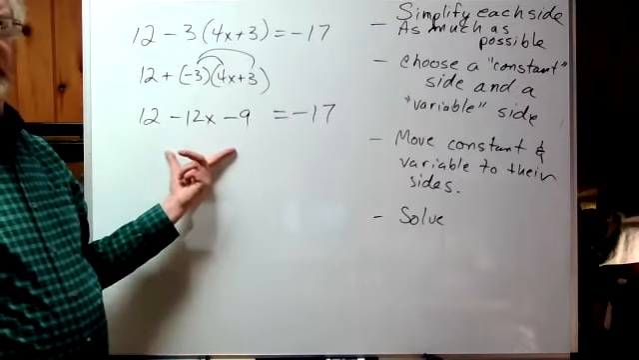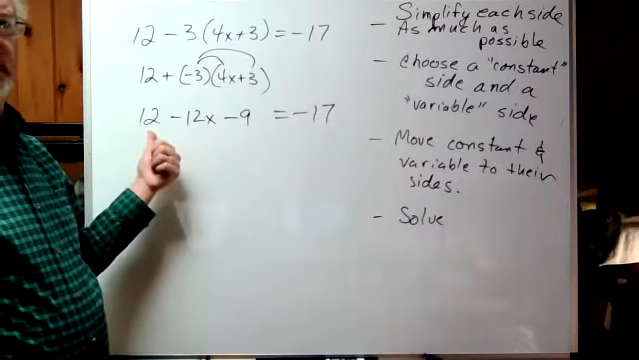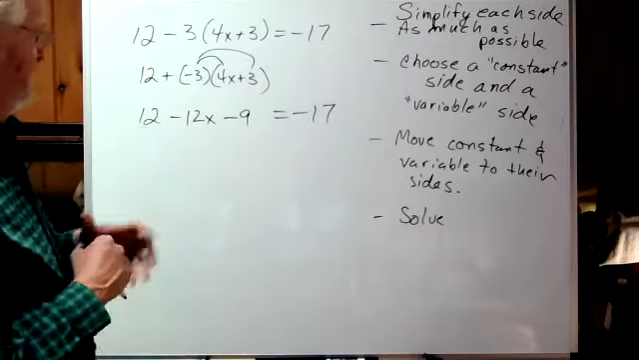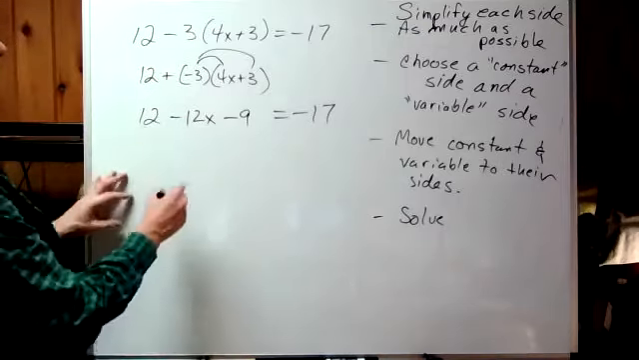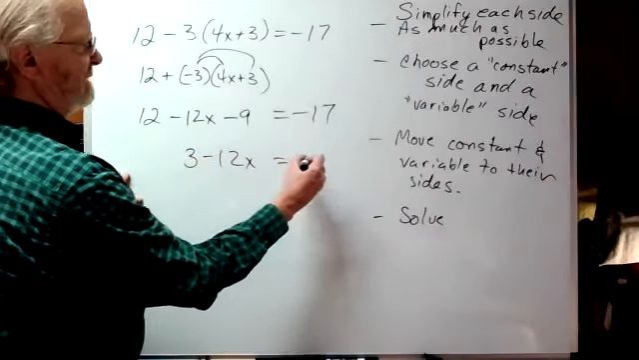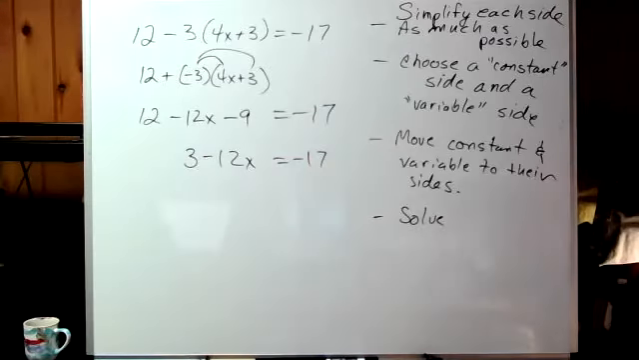Some like terms over here. The 12 is a constant, the -9 is a constant. I can put those 2 together. 12 minus 9. How about 3 minus 12x? We haven't really done anything to those x's yet. Now, what do you want to do?